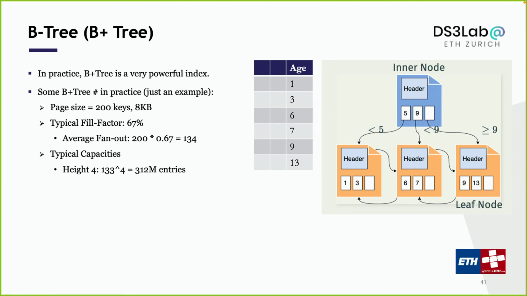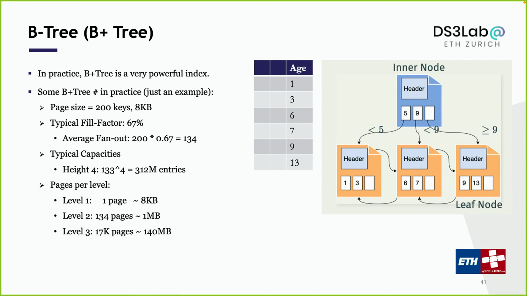When you have this fan out, when you have this page size, which is actually very small in practice, to be honest. And then if you think about the pages per level, the first level of the tree has a single page. That's the root, that's 8 kilobyte. The second level is going to have just 134 pages, that's our assumed fan out. That's like 1 megabyte, okay? So that fits into your CPU's cache. And then the third level is going to be 140 megabyte. That fits into the memory of your phone, okay?